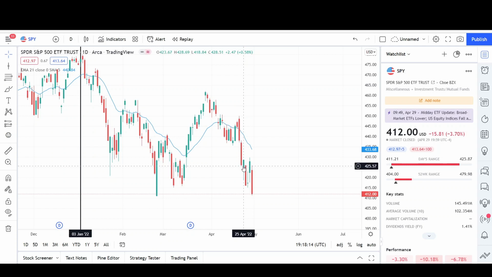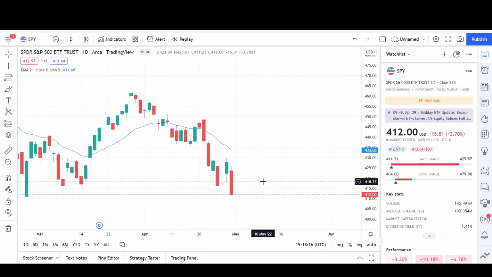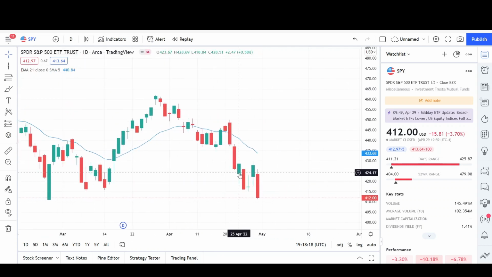On the 25th, we opened up. Let me zoom in on the chart. This is the 25th candle right here, which is Monday. We opened up a little bit low, gapped down lower, and traded lower. However, we came back up to fill in the gap and then even closed near the high of this candle. So that's a bullish bar.